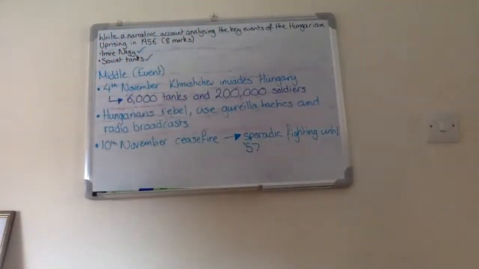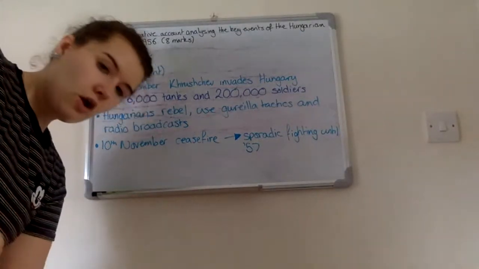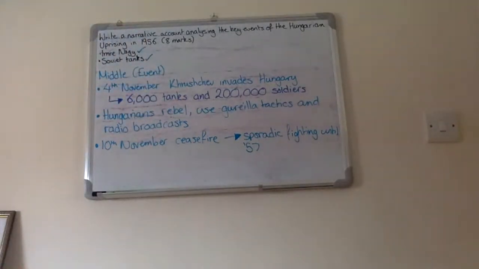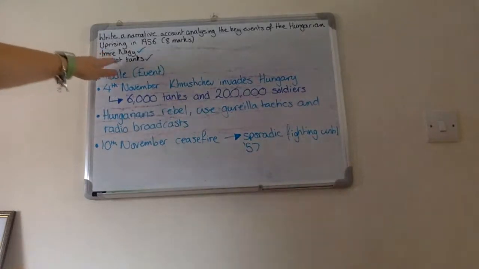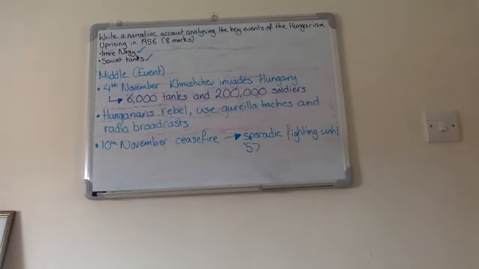Okay, and that is where you would leave your middle paragraph. Once again, I'm going to take a picture of it so that you've got it. Notice we have ticked off Soviet tanks because we've talked about an invasion. So we've already now got ourselves at least 4 marks, but we're probably now in the 6 mark banding because we've talked about specific detail unique to the Hungarian uprising.